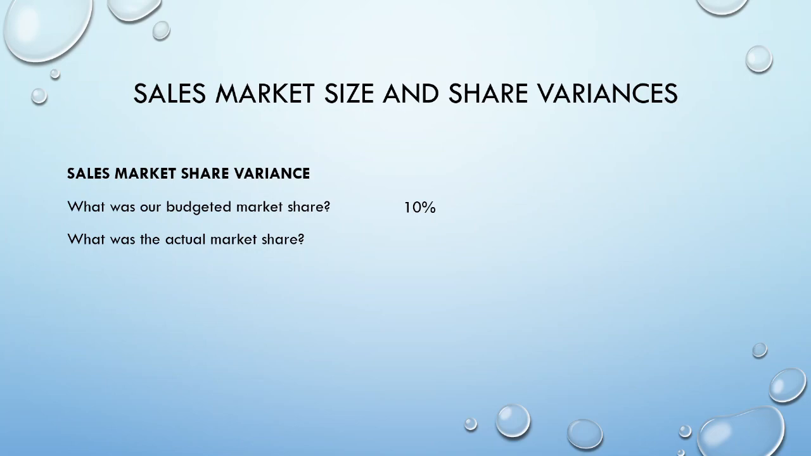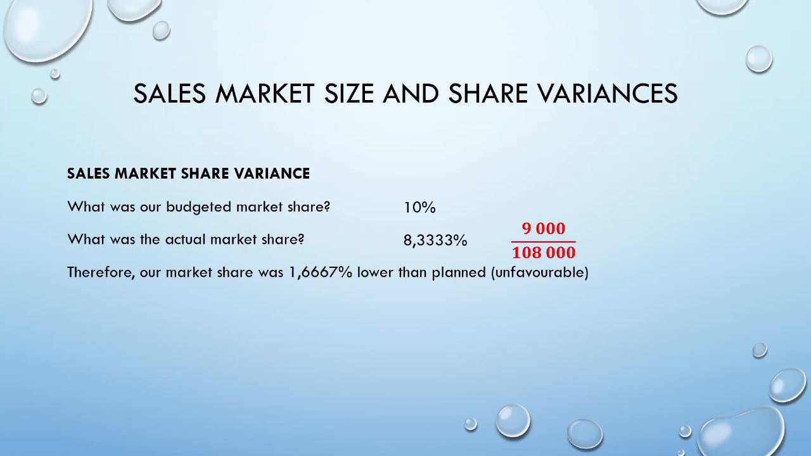We can calculate it by dividing our actual sales of 9,000 widgets by the total market size of 108,000 widgets to give us an actual market share of 8.33%. Therefore, our market share was 1.6667% lower than planned. Because we lost market share, the variance will be unfavorable. We now need to consider what effect this change has on our proportion of the market we own.